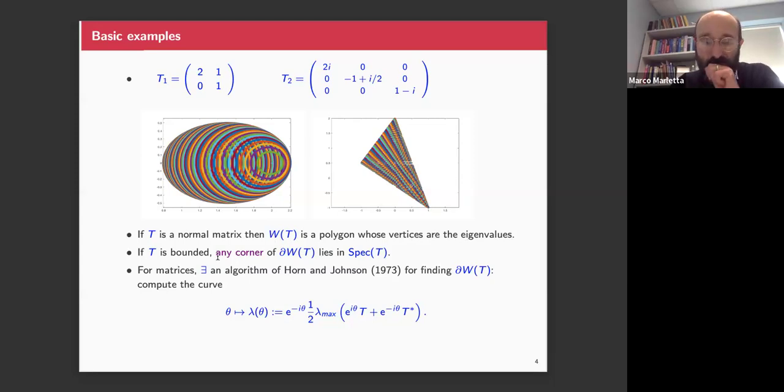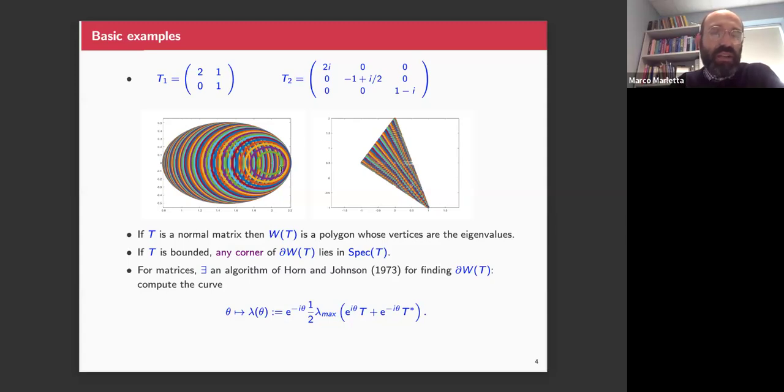eigenvalues. And the other thing that's proved in the case when T is bounded but not necessarily a matrix is that any corner of the boundary of the numerical range has to lie in the spectrum of the operator. That's a calculation that exploits the fact that if you're at a corner, then you don't have a uniquely defined tangent direction.